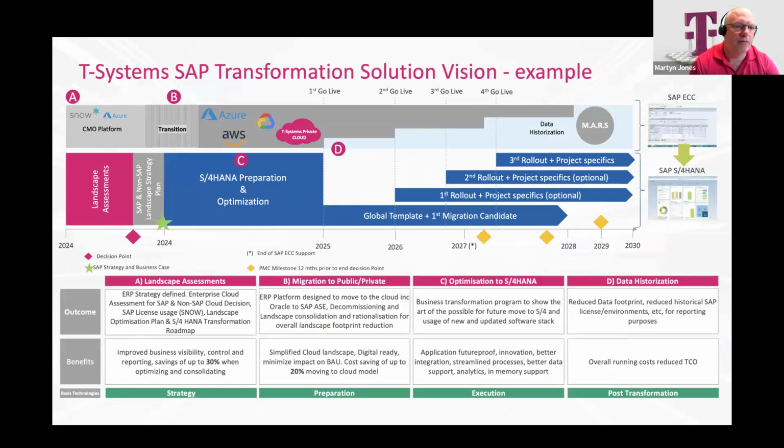So at T-Systems, what we try and talk with customers about is creating a transformation solution vision. Now, this slide is really busy, and I apologize for that. But what we're trying to show here is what we look at with a customer for the next 6 years, so really looking at where they are today and taking them to that 2030 date. We're looking at all the different types of assessments that we've got. In this slide at the bottom, you can see that we've got a couple of phases in magenta, which are the ones that T-Systems are looking at.